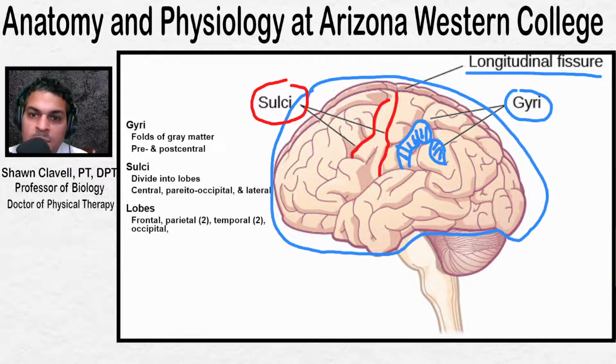The insula is actually located just inside the lateral sulcus. So the lateral sulcus we'll identify, make it green, located right here. And just deep to the lateral sulcus, we'll find the insula.